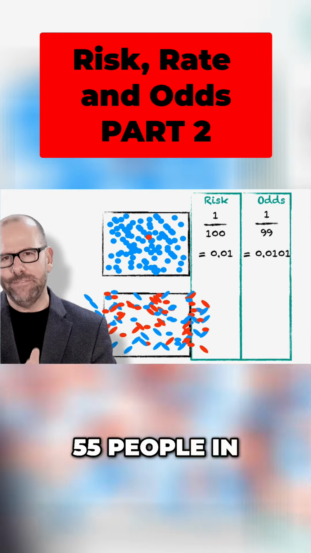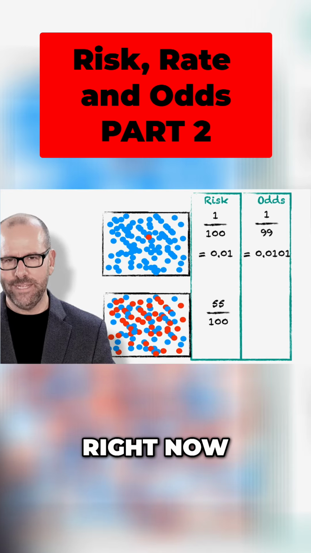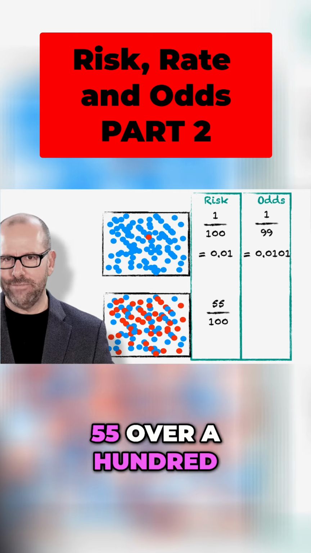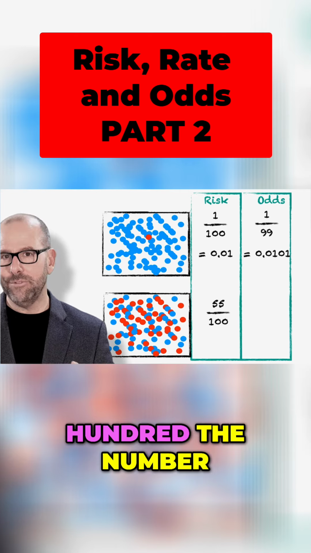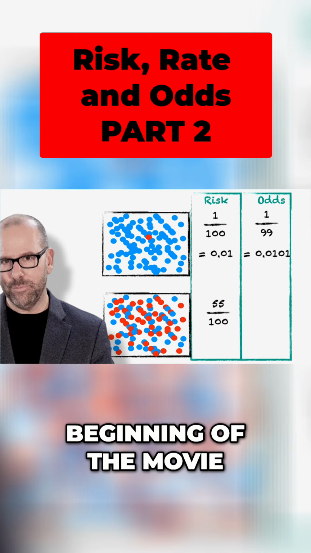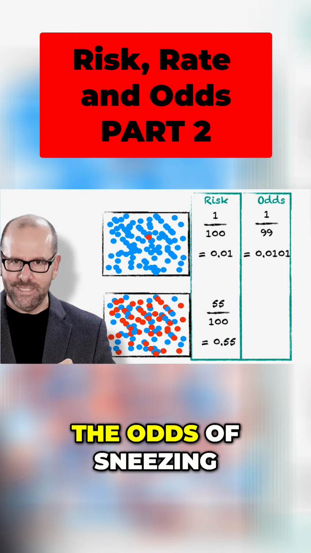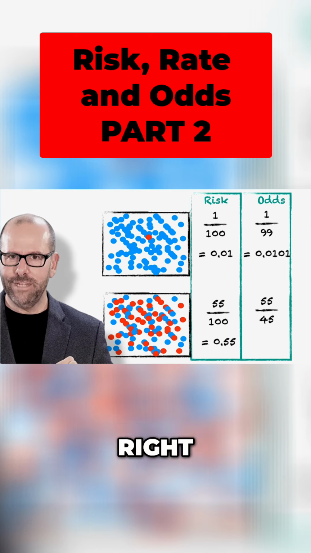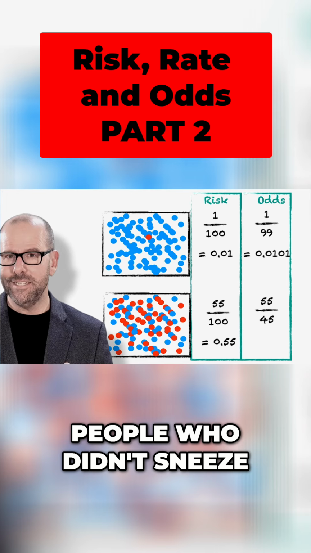Let's imagine that 55 people in this movie sneezed during the time of the film. Now, the risk of sneezing is 55 over 100: 55, the number of people who sneezed, divided by 100, the number of people at risk of sneezing at the beginning of the movie. So 55%. The odds of sneezing, however, are 55 over 45: 55, the number of people who sneezed, and 45, the number of people who didn't sneeze.